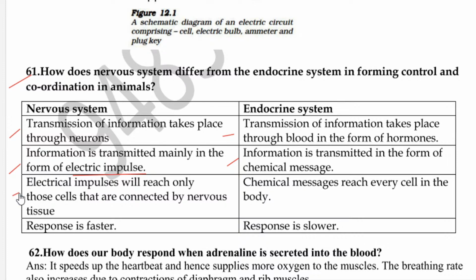Next one, electrical impulses will reach only those cells that are connected by nervous tissue. Here in endocrine system, chemical messages reach every cell in the body.